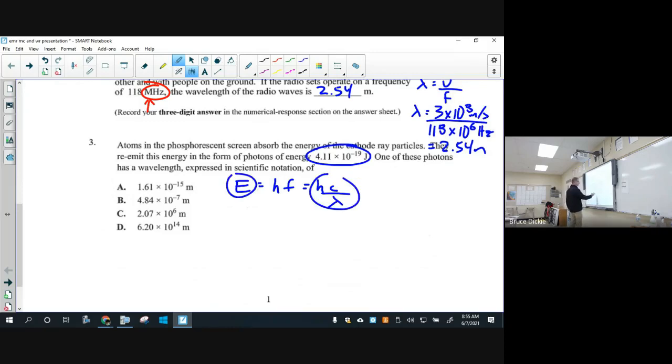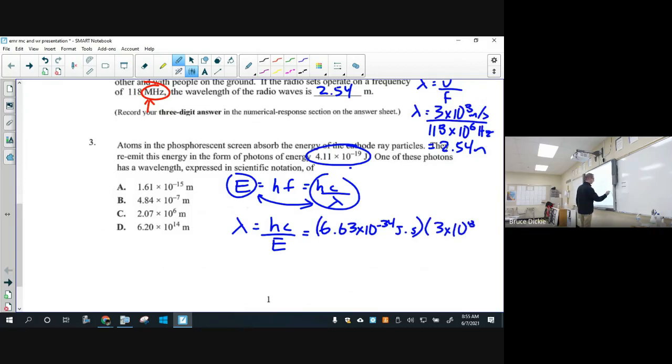Let's rearrange that. The lambda goes up, the E goes down, and we get HC over E. Now, can we use joules here? Of course we can use joules. We always can. Can we use electron volts? We could. I'm not sure why we'd want to, because we've got joules given to us here. So since we've got the energy given to us in joules, let's just use joules all the way through the question. Planck's constant, 6.63 times 10 to the negative 34 joule seconds times 3 times 10 to the 8 meters per second, the speed of light, divided by E, the energy in joules, 4.11 times 10 to the negative 19 joules.